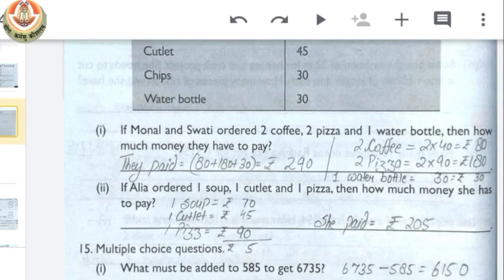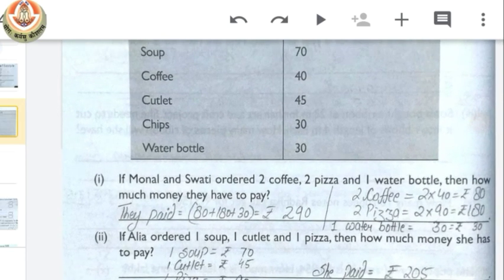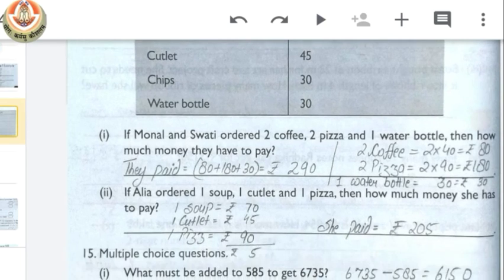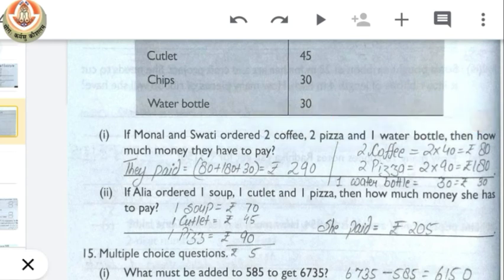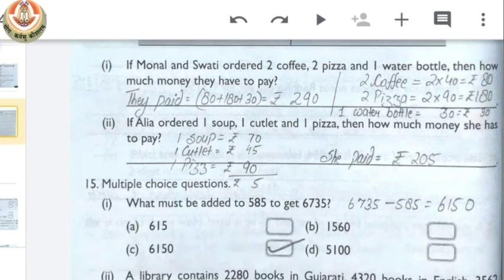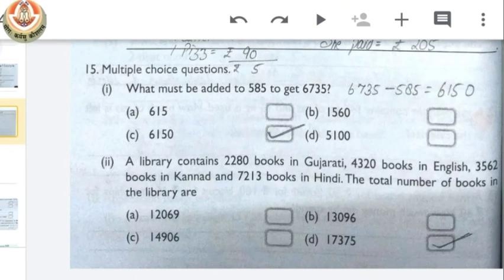Now, next question is, if Alia orders one soup, one cutlet and one pizza, then how much does she have to pay? So here you can see one soup costs 70 rupees according to the given menu chart. One cutlet costs 45 and one pizza costs 90 rupees. So the total is 205. That means she has to pay 205 rupees.